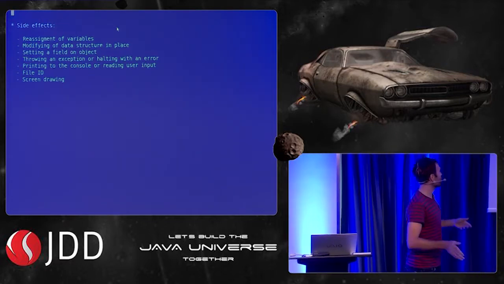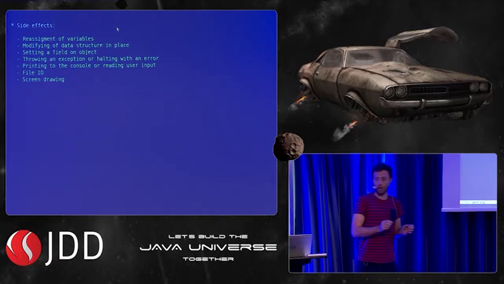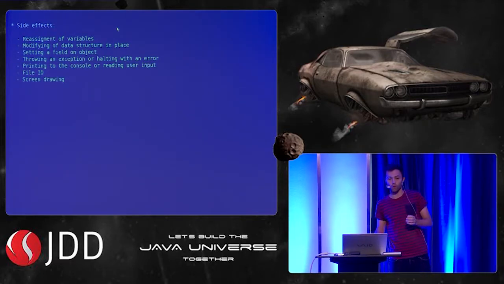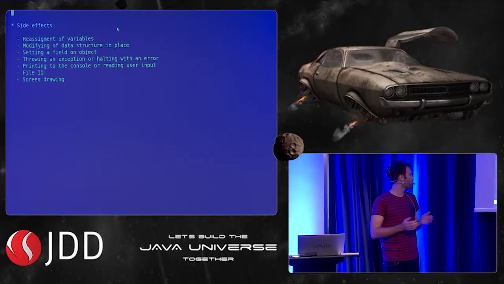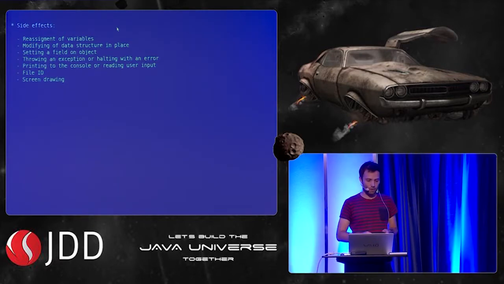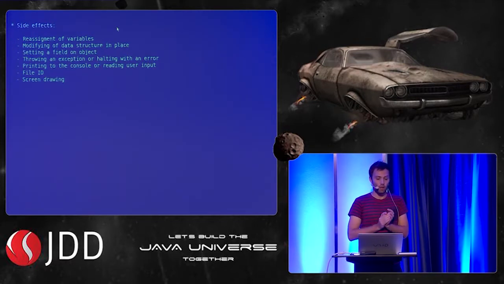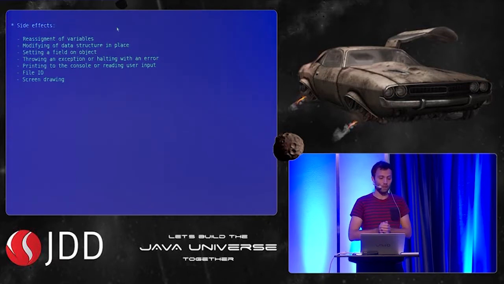Side effects include reassignments of variables. So in Scala, you will typically try to use the val keyword all the time. Then you should try not to modify data structures in place. Scala has very good support for immutable data structures. The Scala standard library comes with a great many immutable data structures, and these are chosen by default. For instance, a map will be an immutable map. A list is also immutable by default.